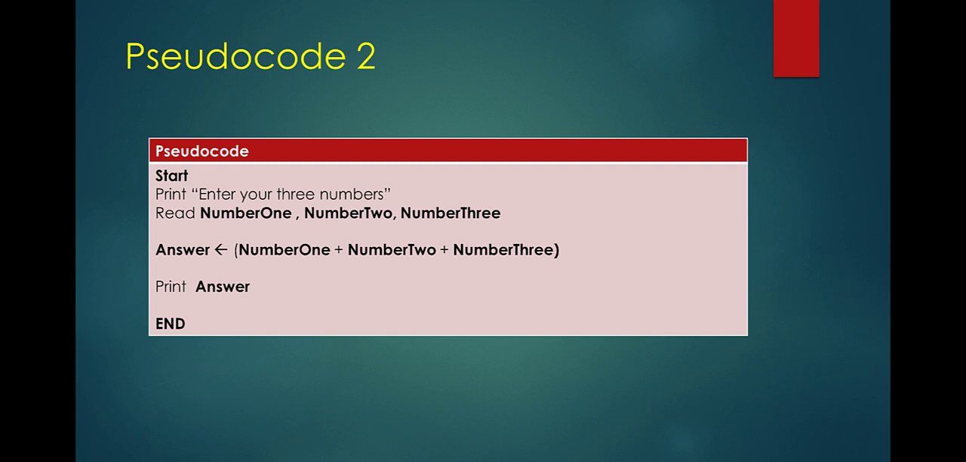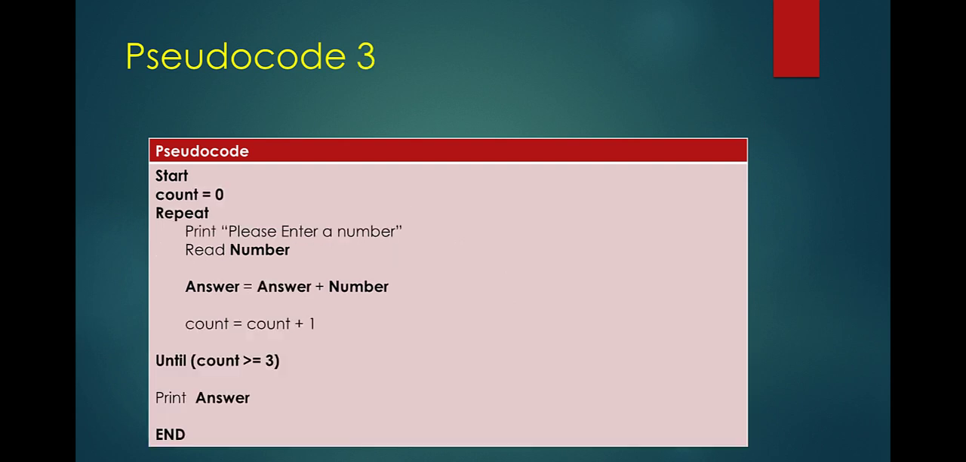right? And here we have the same process, which is we are assigning the sum of number 1, number 2, and number 3 to the variable name answer. And then we're printing off the answer to the user. And of course, we end our program. Right? So I hope that you understand it thus far. So let's look at a third solution.